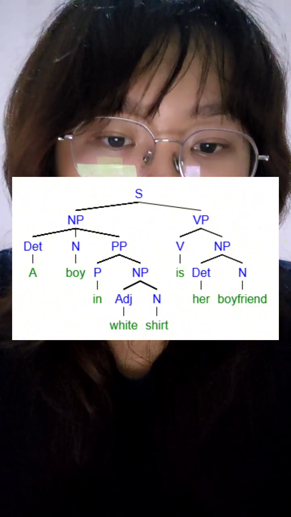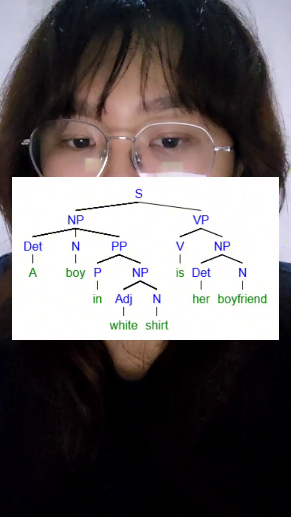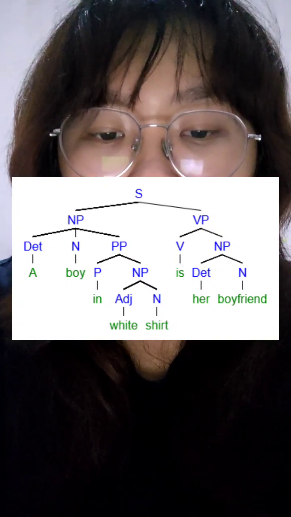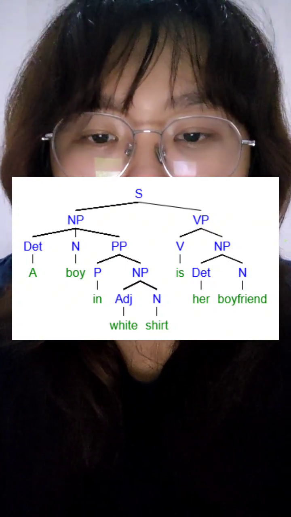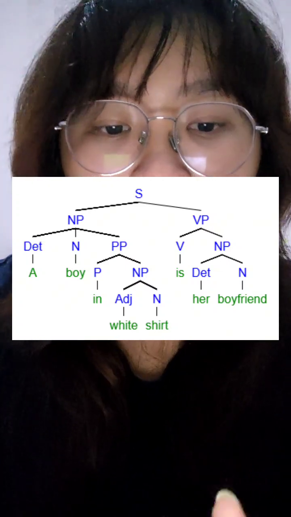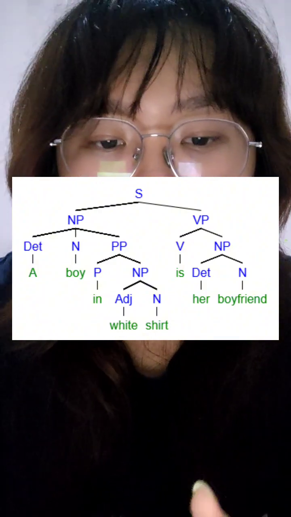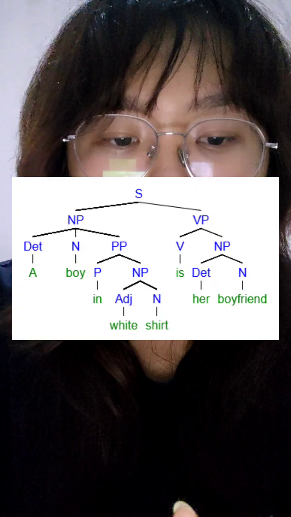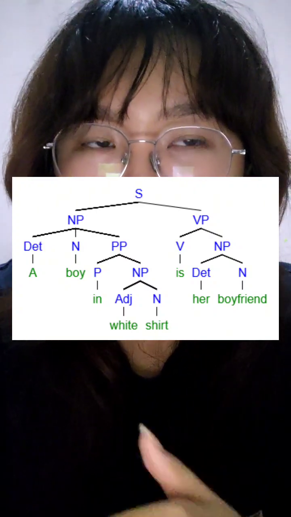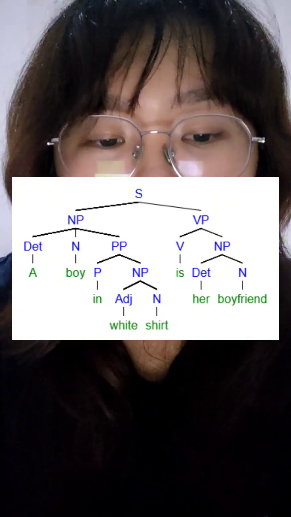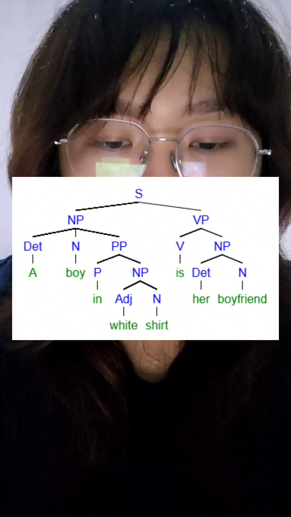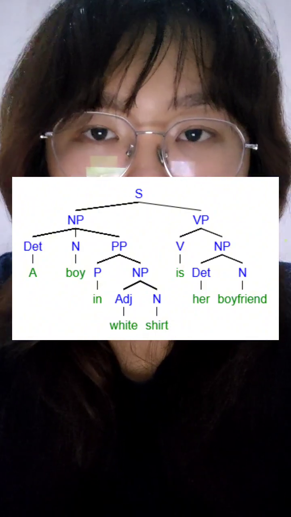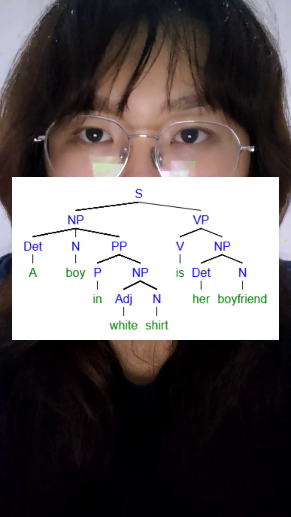Moving on to the verb phrase, remember we don't have the main verb here, so the "is" here is automatically the verb of this sentence. And then her boyfriend is a noun phrase. It consists of the determiner her, the possessive pronoun, and then the noun boyfriend. Now we have 1, 2, 3, 4, 5, 6, 7, 8 constituents in total for this sentence.